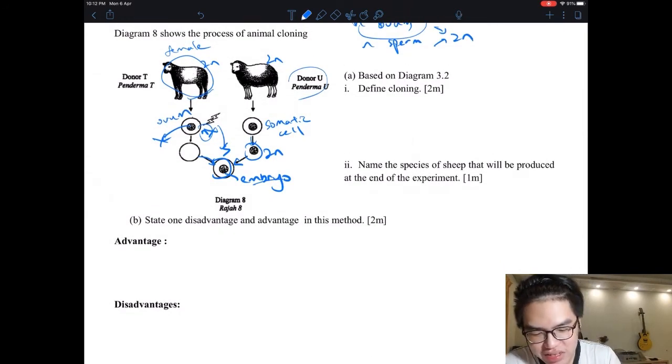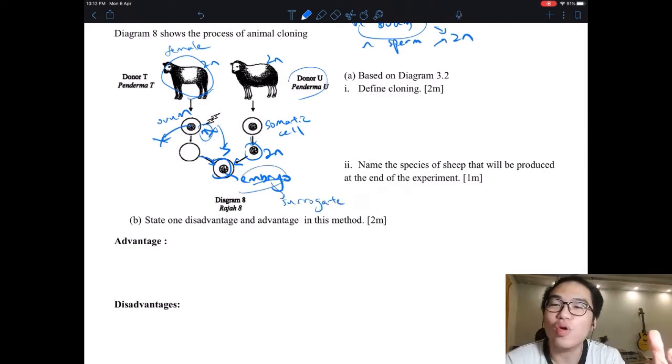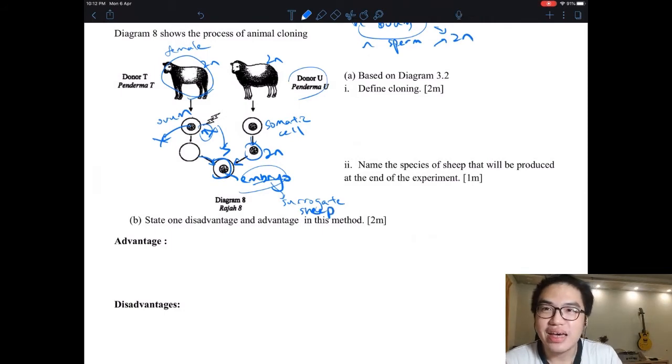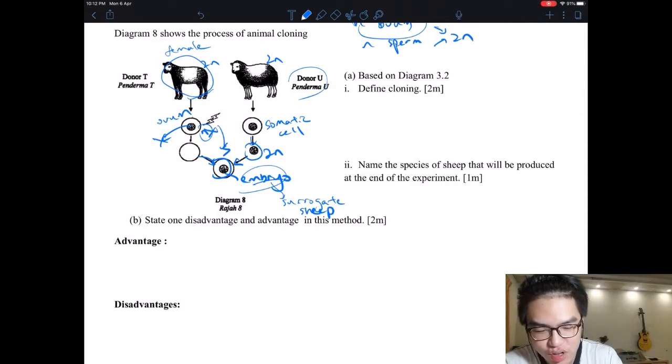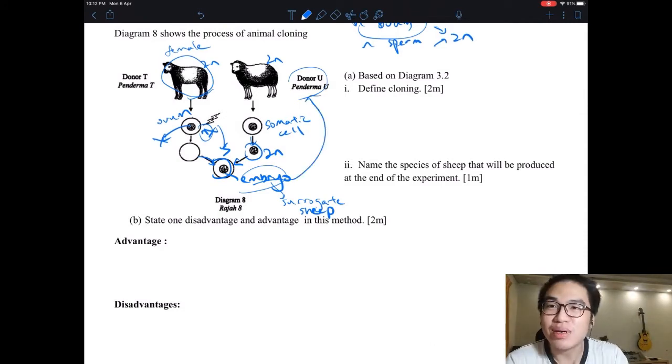And then they take this and put it into another surrogate. You know a surrogate? Surrogate means I borrow your uterus to have a baby. So they put it inside a surrogate sheep. Then in a few months, I create another exact sheep like donor U, because I'm using his cell.